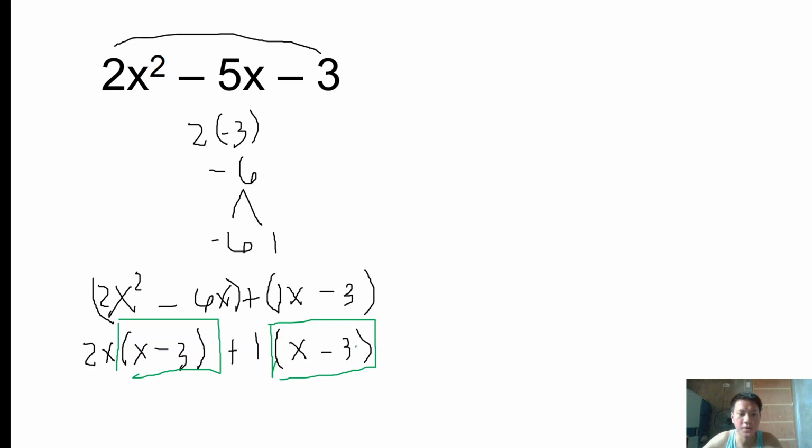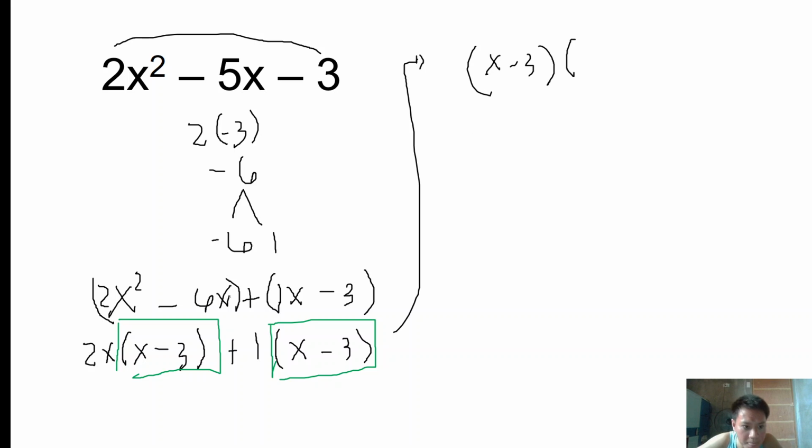Okay. Kukunin natin ngayon yung common factor na x minus 3. Ang natira na lang ay 2x and then plus 1. So, the factor of 2x squared minus 5x minus 3 is x minus 3 times 2x plus 1. Okay, so the next problem is this one.